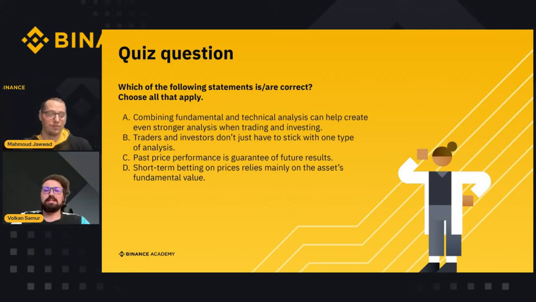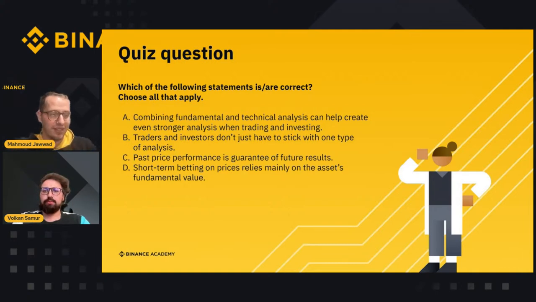Which of the following statements is or are correct? It can be one or multiple answers. Choose all that apply. A, combining fundamental and technical analysis can help create even stronger analysis when trading and investing. B, traders and investors don't just have to stick with one type of analysis. C, past price performance is a guarantee of future results. D, short-term betting and price relies mainly on the asset's fundamental value. So let's give it 30 seconds.